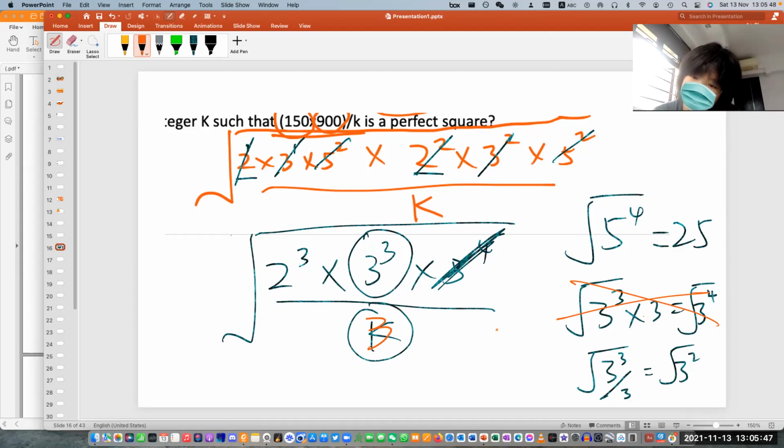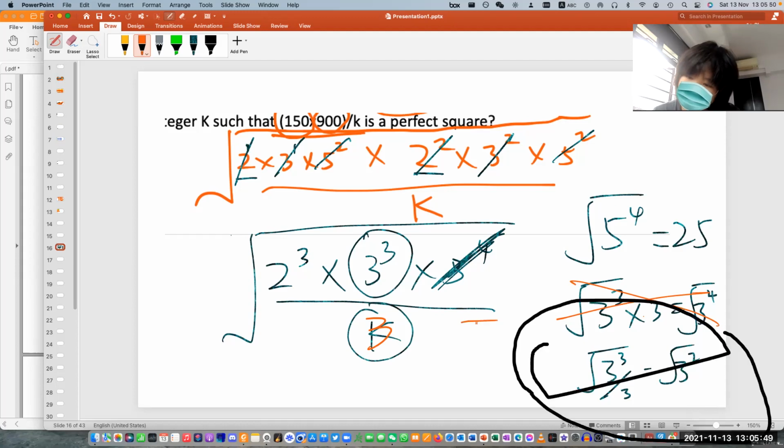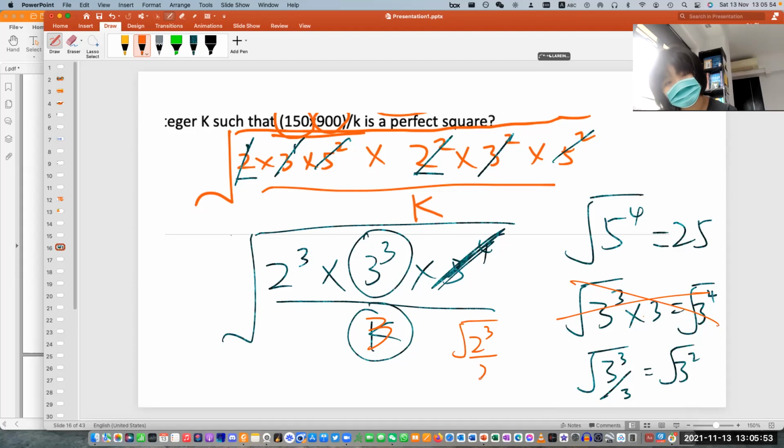So over here, again, this one, 2 to the power 3. Okay, you cannot times a 2. So you can divide by a 2 so that you can square root 2 to the power 2. So that's why you times a 2 here.